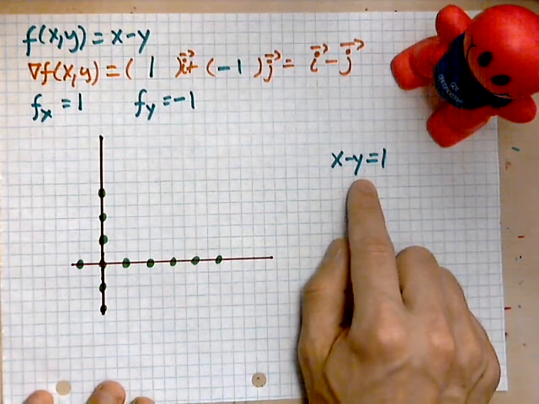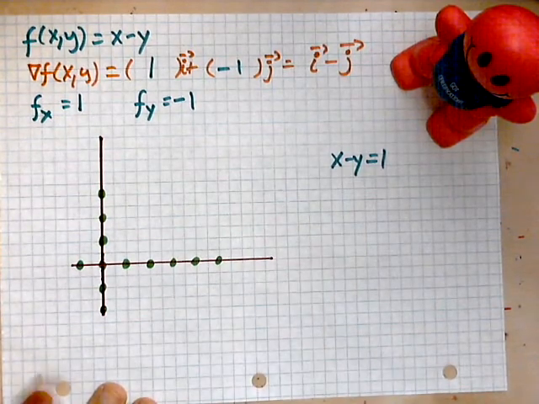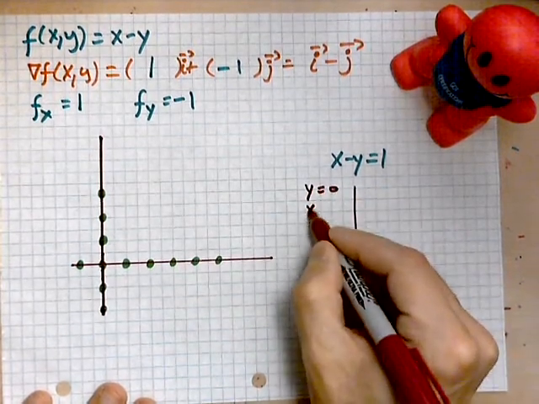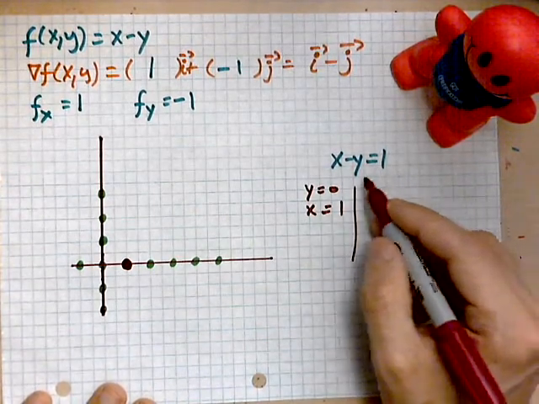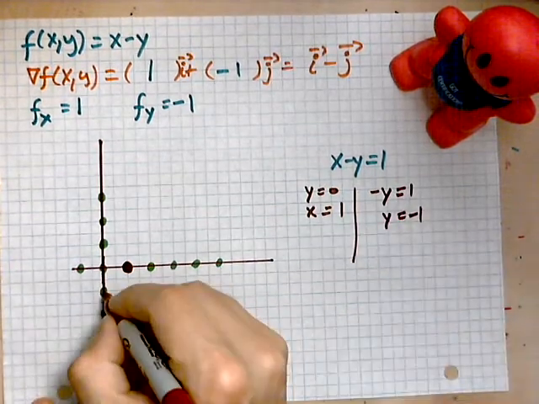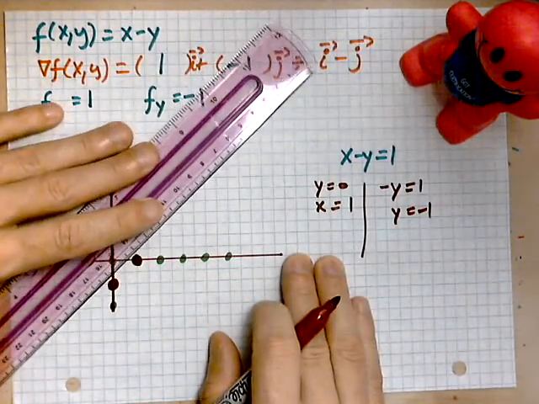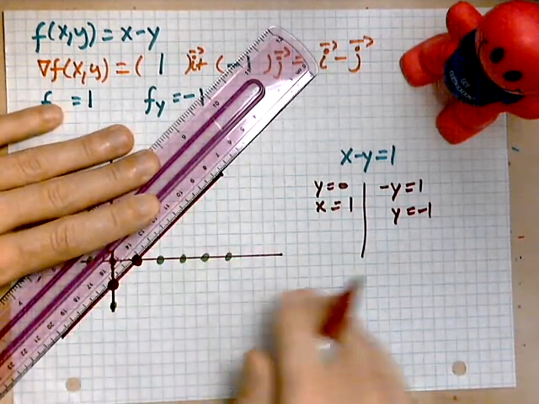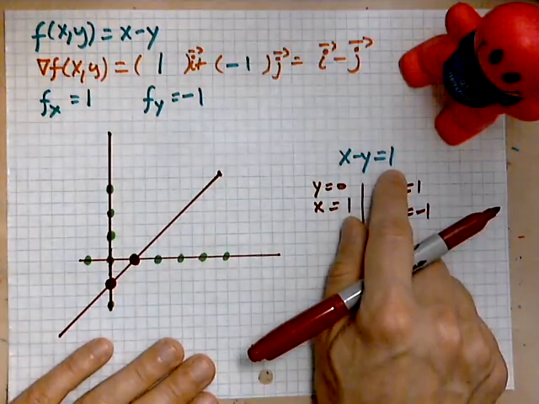Well, once this is in place, the next move is this. Take this and graph it. To find the x-intercept, you set y equal to 0. And that means that x equals 1. So you mark x equals 1. To find the y-intercept, you set x equal to 0. So what remains is negative y equals 1, which means y equals negative 1. There we are. So of course, connect these with a straight line. So what I've drawn now is one of the level curves of this function. This is the one that corresponds to level 1.